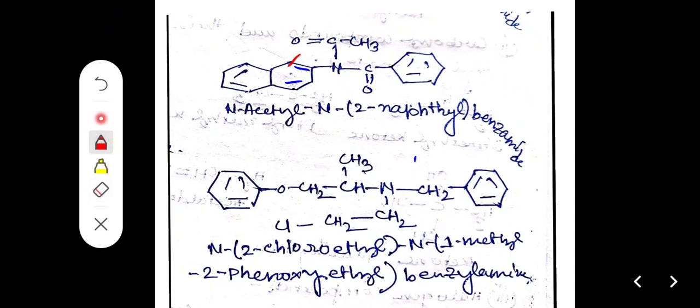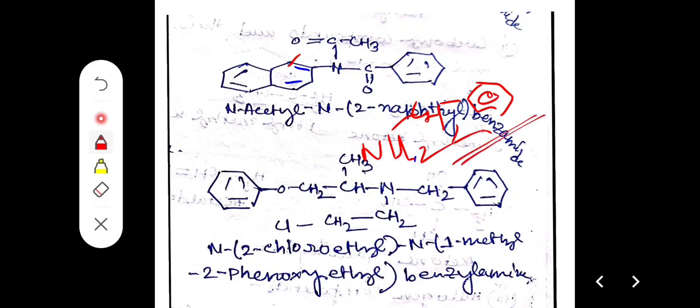Okay. Next one, N-2-chloroethyl-N-1-methyl-2-phenoxyethyl benzylamine. The simplest structure is a benzene ring, that must be CH2, then NH2. This is the actual parent structure of this compound.